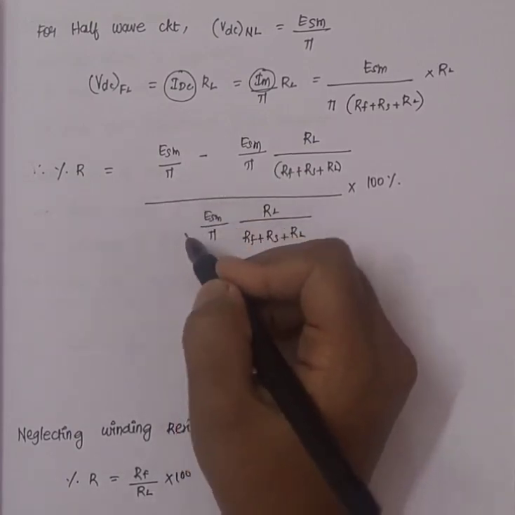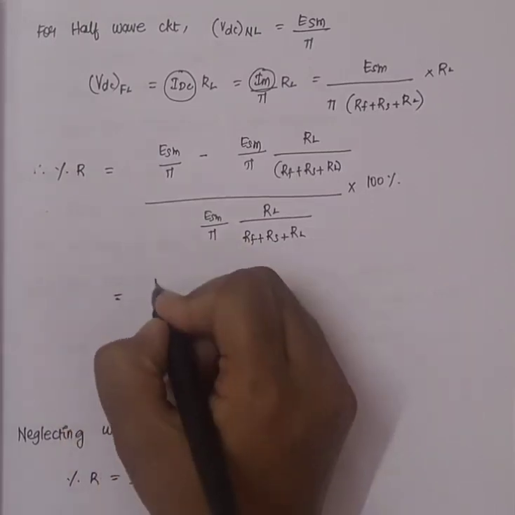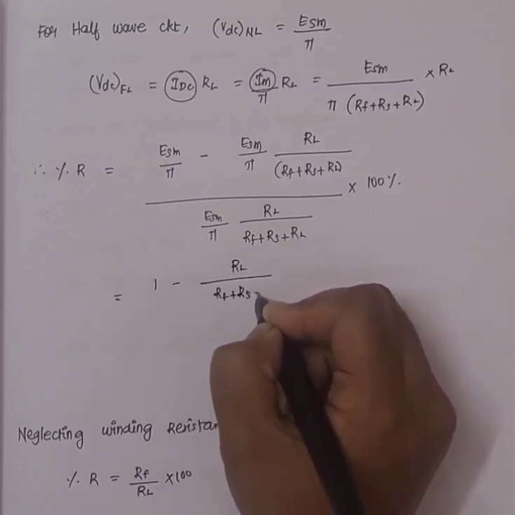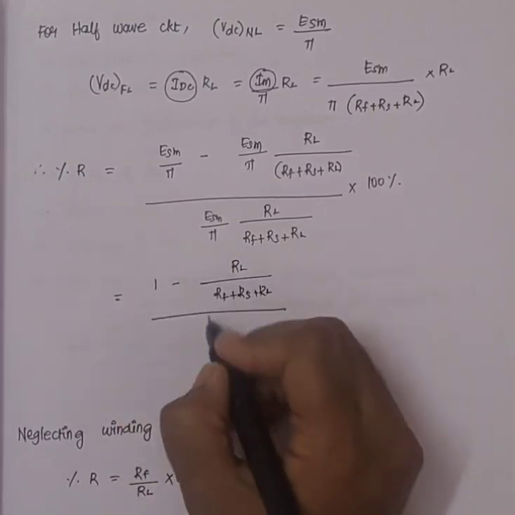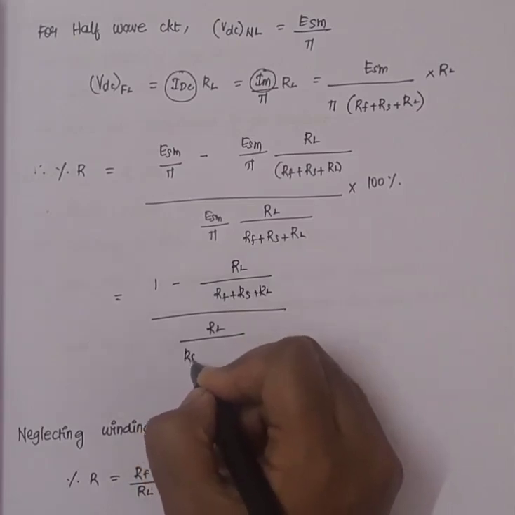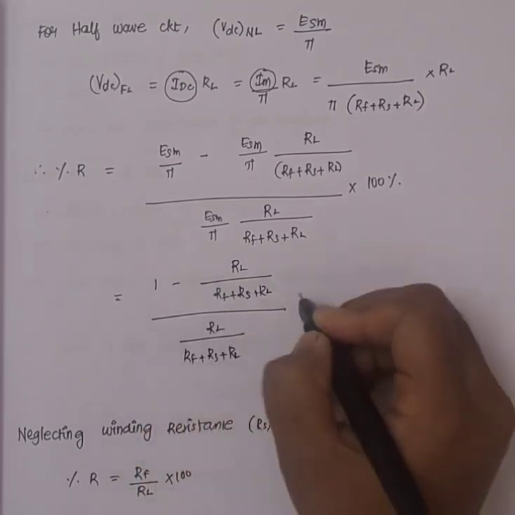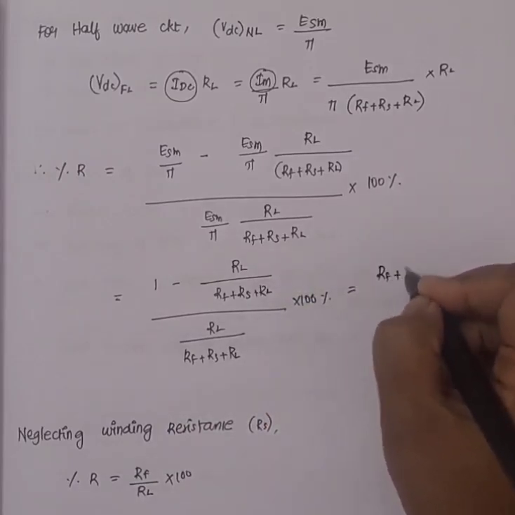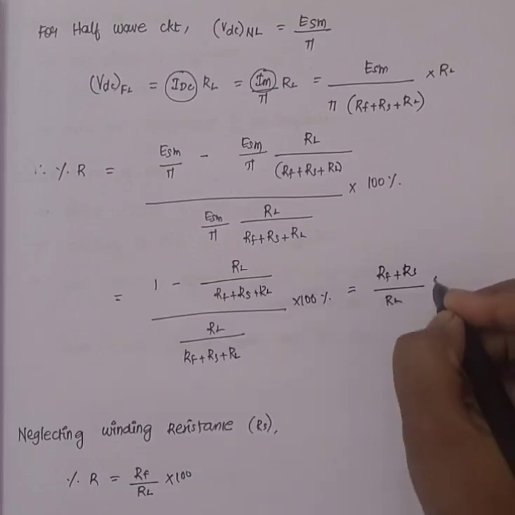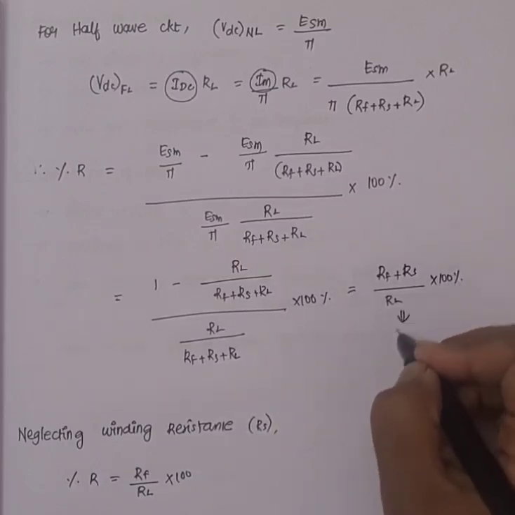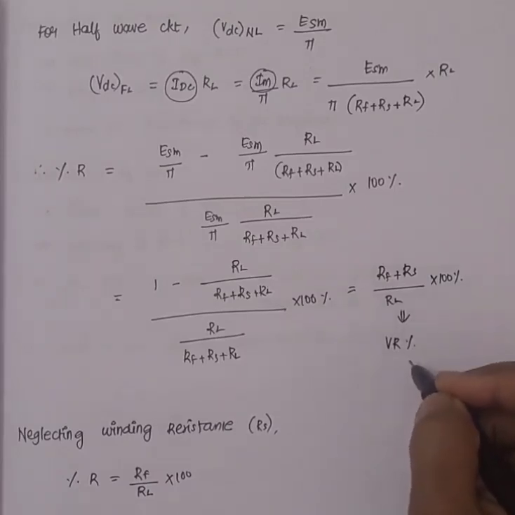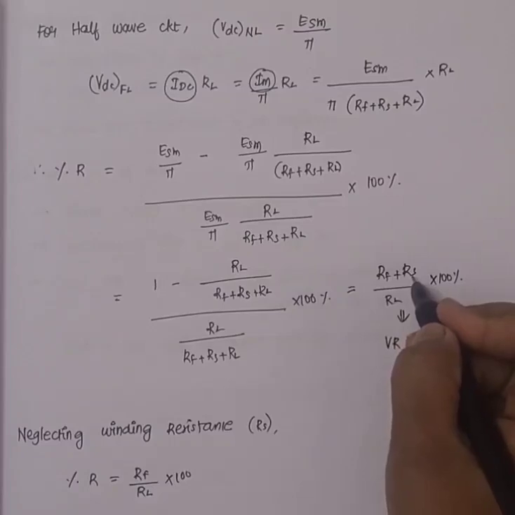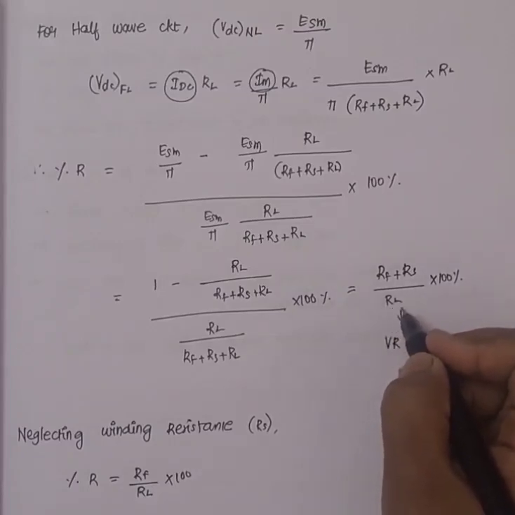The remaining value will be equal to 1 minus RL divided by RF plus RS plus RL, into 100%. Simplifying this, we will get RF plus RS divided by RL into 100%. So this is the value for voltage regulation in percentage, which is nothing but the ratio of resistance, that is forward resistance plus source resistance in the numerator, and in the denominator we will have load resistance.